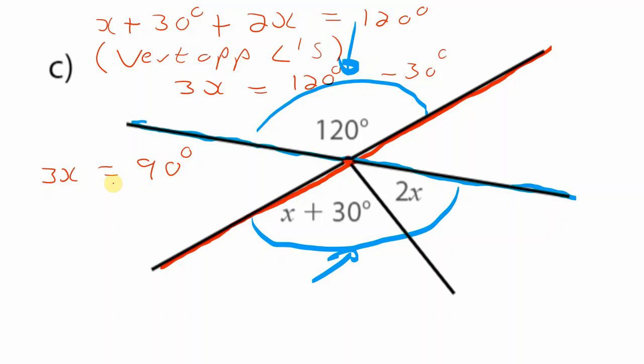We though do not want 3x, we want x, so we have to divide by 3. What we do to the left, we do to the right. So now we have what we wanted all along, the value of x. 90 divided by 3 is 30 degrees. So therefore x is 30 degrees.